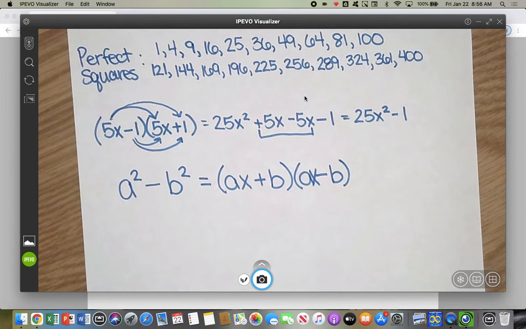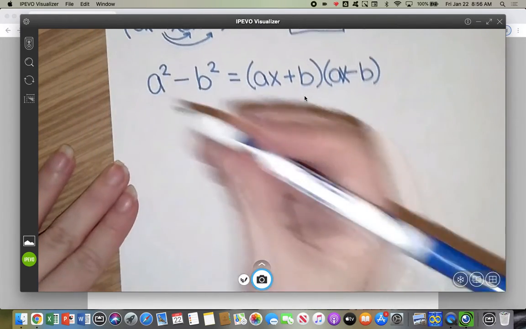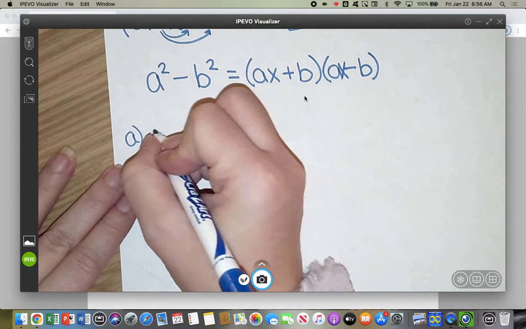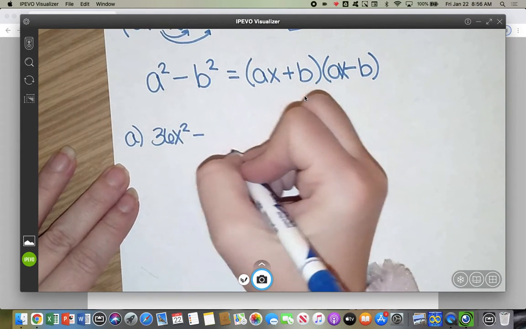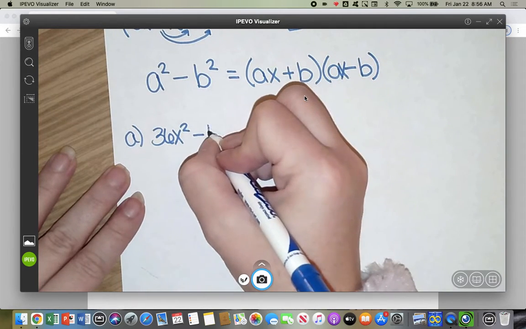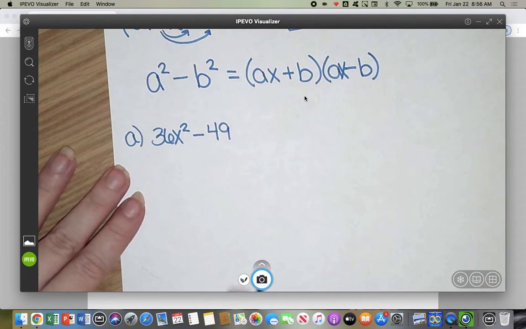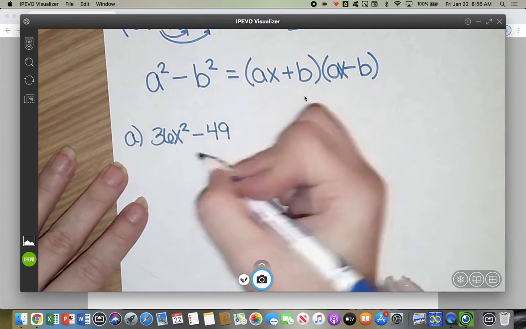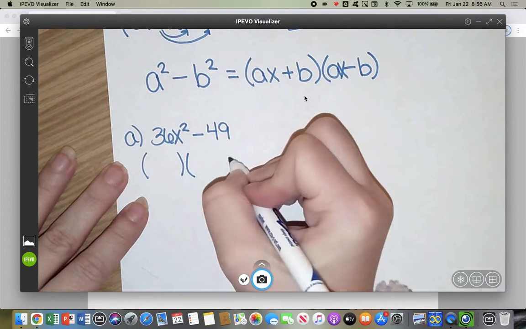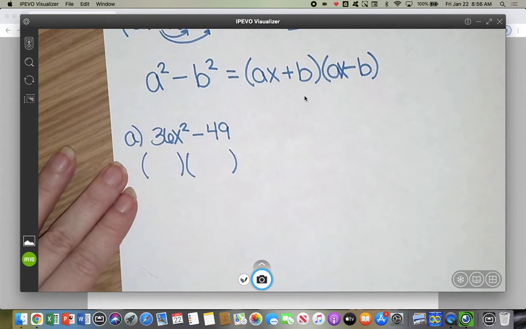All right, so let's go through a couple of these examples. The first one I want to do is 36x squared minus 49. Are both of those numbers on our list? All right, so they are on the list. They are perfect squares. So if you see that it's perfect squares and it's subtraction, we can go straight to the parentheses. No work is involved.